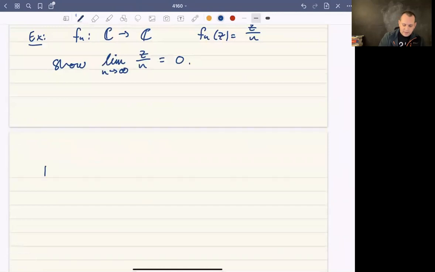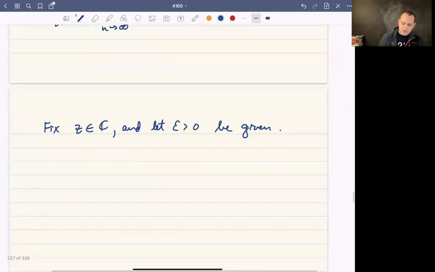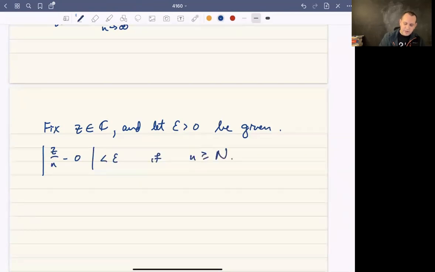So let's fix a value z and let epsilon be given. And then, just like all the usual limits, we want to do a little bit of work off to the side, and then we'll come back, we'll fill in the details, everything will be grand. So we want to show that there exists a capital N, so that z over n minus 0 has modulus less than epsilon if little n is greater than or equal to capital N.